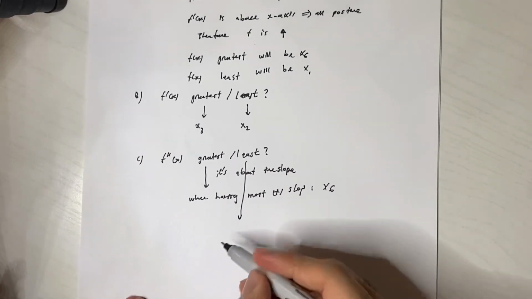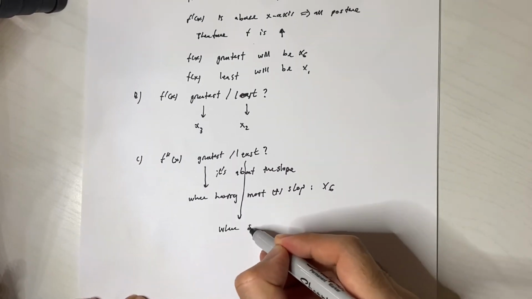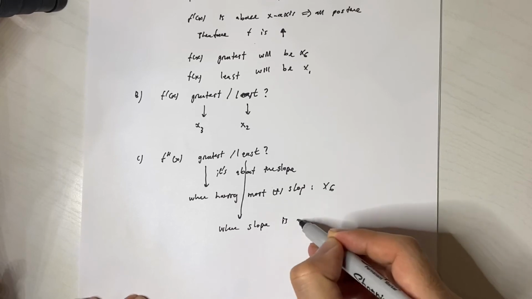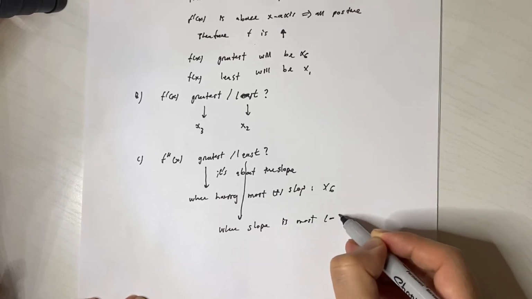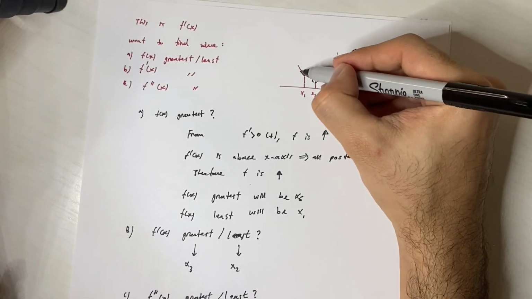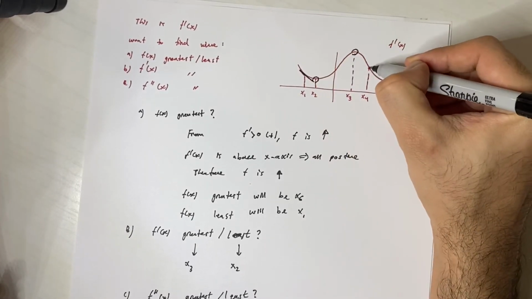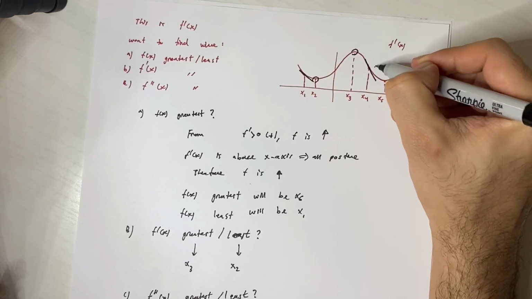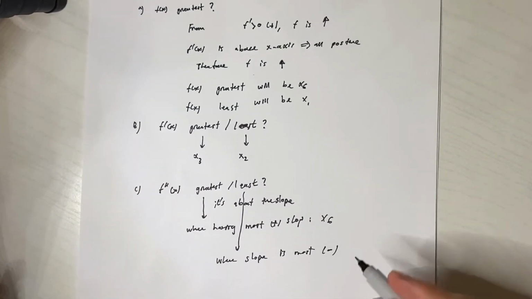And then the second derivative will be the least when the slope is the most negative, and that will be where concavity changes, which is at the inflection point at x4.